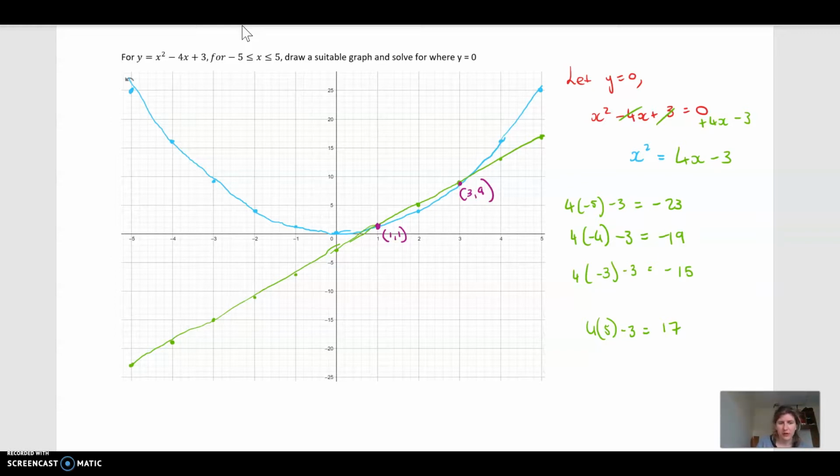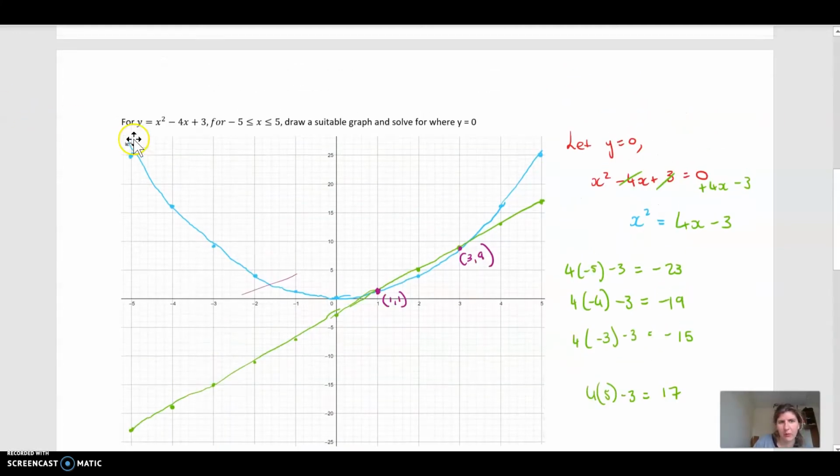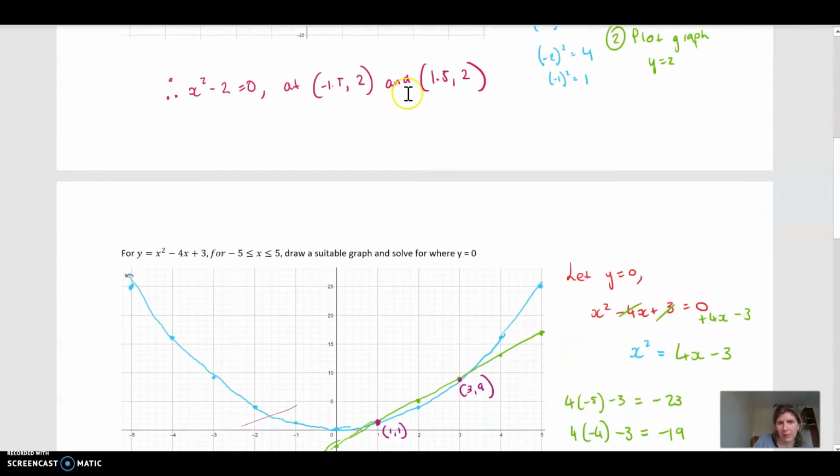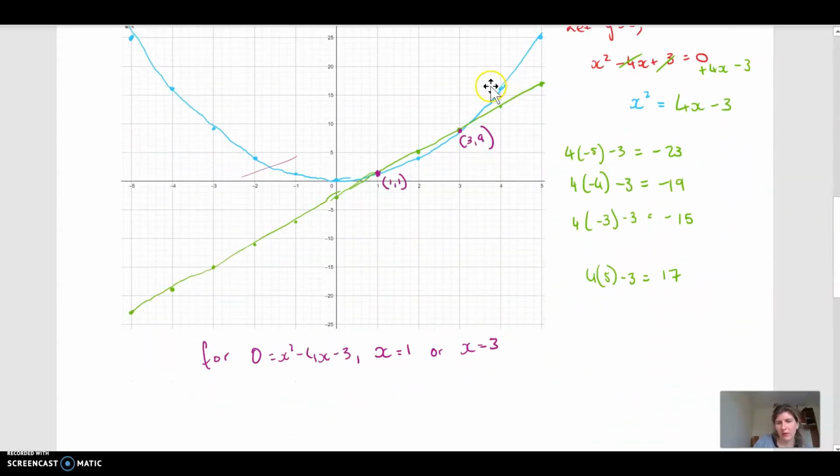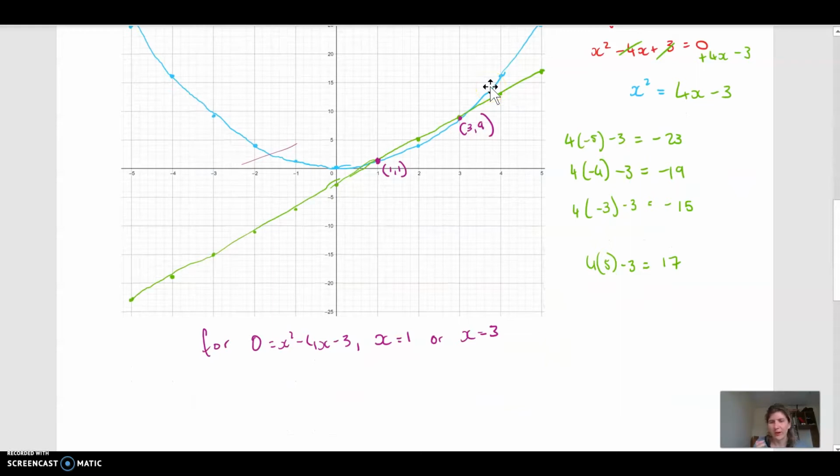So I can put in here, 0 equals x squared minus 4x plus 3. x is equal to 1, or x is equal to 3. Now remembering here, we're solving for where y equals 0. So up above I wrote the coordinates in with the y values as well, but we're really only interested in the x values because we're trying to find where it's equal to 0.